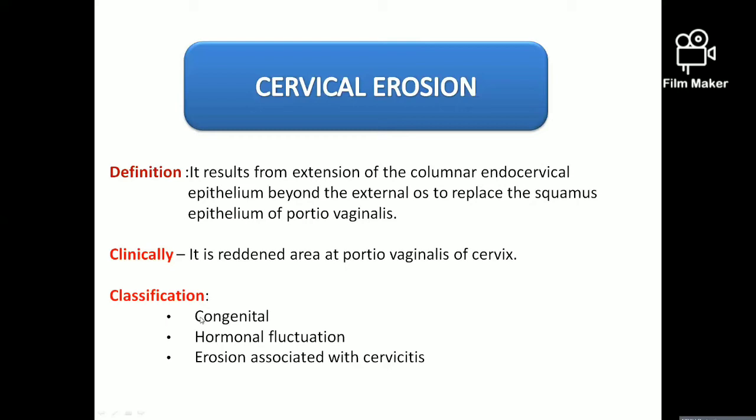Congenital. When it has occurred since birth, we call it a congenital erosion in a newborn baby. Then it may be due to hormonal fluctuations. Hormonal fluctuations are common in the reproductive age group. It may also be seen associated with cervicitis. When chronic cervicitis is there, most of the time it changes into erosion if not treated in time.